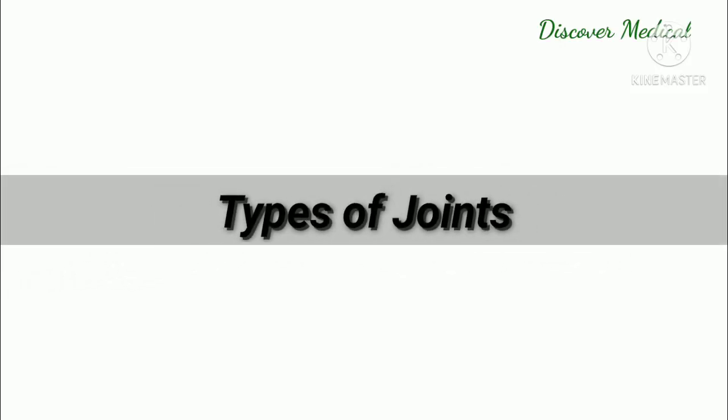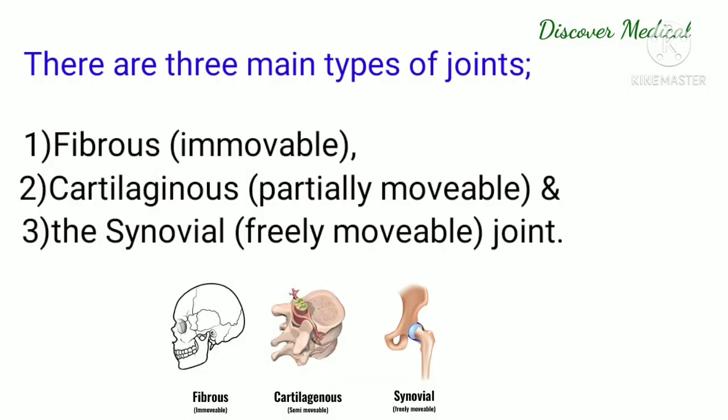Today's topic is types of joints. There are three main types of joints: fibrous, immovable; cartilaginous, partially movable; and the synovial, freely movable joint.